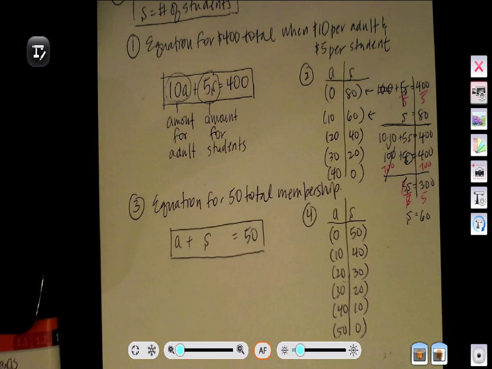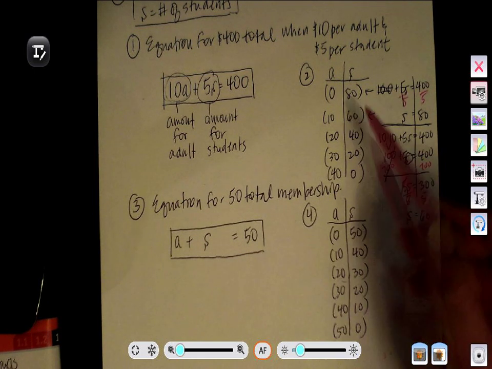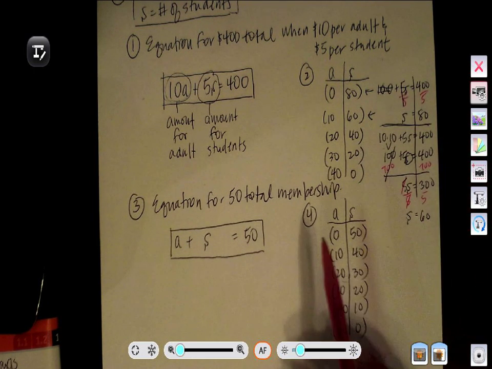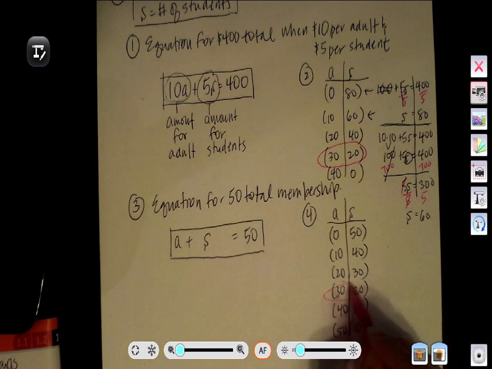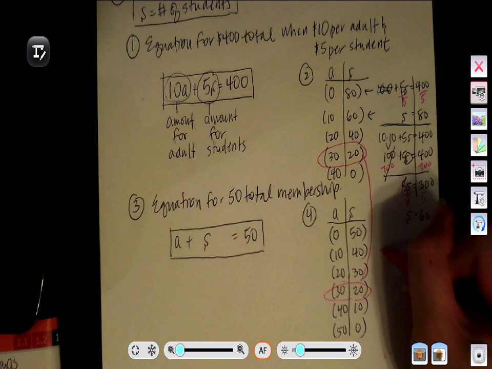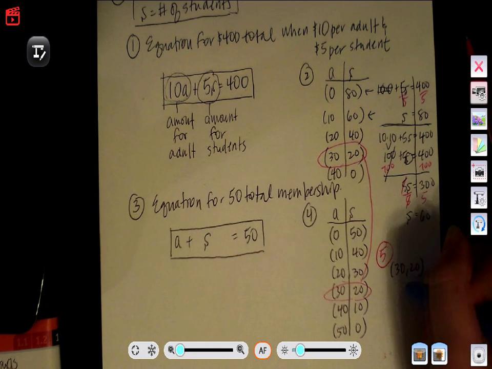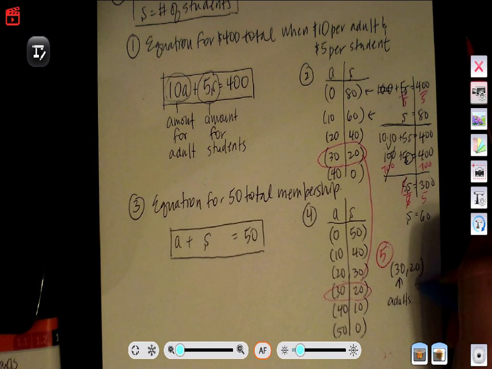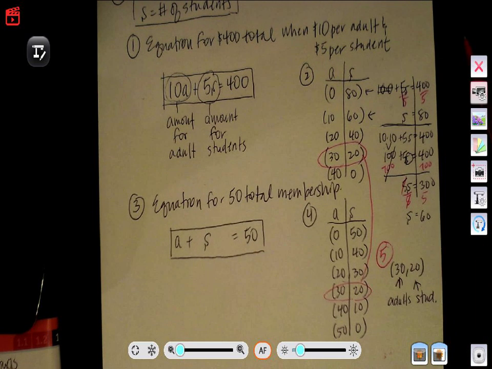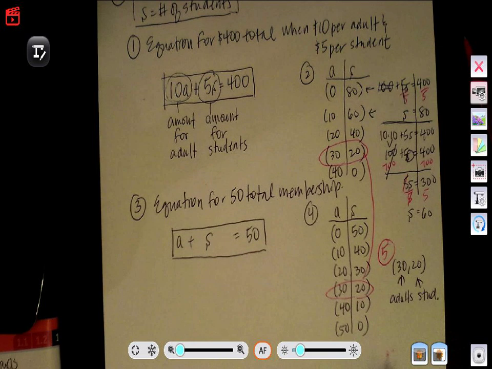Now, in A5, they're saying, are there any pairs of values of A and S that satisfy both equations? So if you look at the graph here, if you look at 30, 20 and 30, 20 right here, they match. So this is your answer for number 5. And your answer would be 30, 20, meaning if you have 30 adults and 20 students, you will have $400 in the income, as well as 50 people total. So you're basically looking for a point that's going to make both equations true.